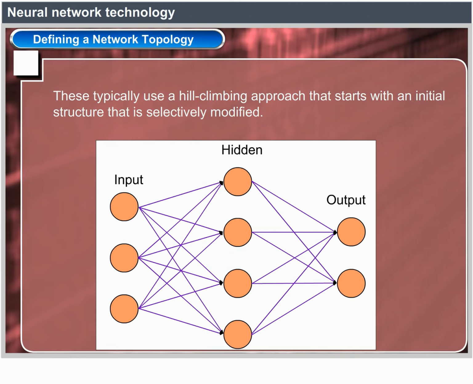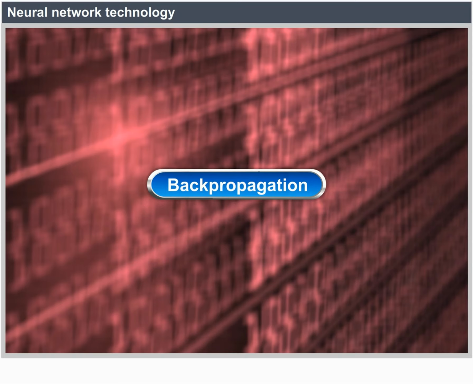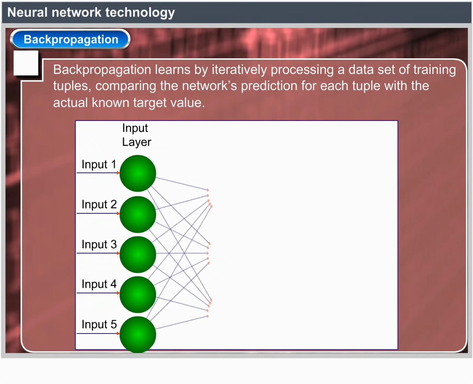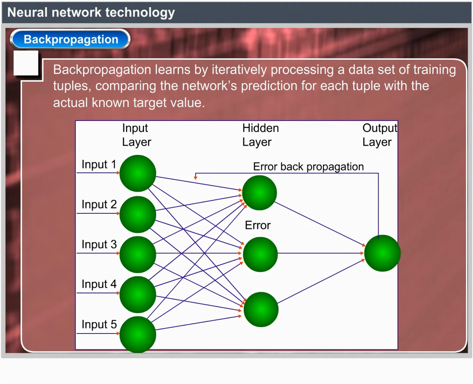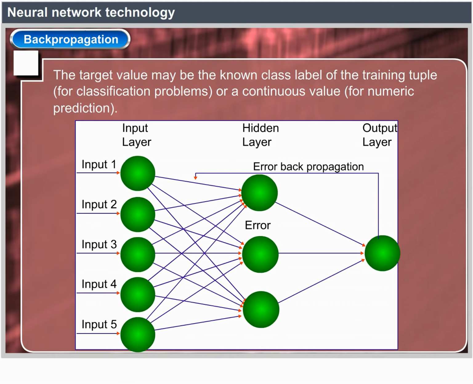Backpropagation. Backpropagation learns by iteratively processing a data set of training tuples, comparing the network's prediction for each tuple with the actual known target value. The target value may be the known class label of the training tuple for classification problems or a continuous value for numeric prediction.